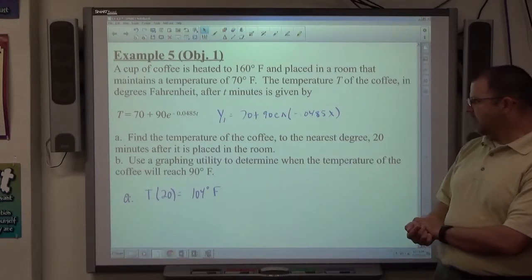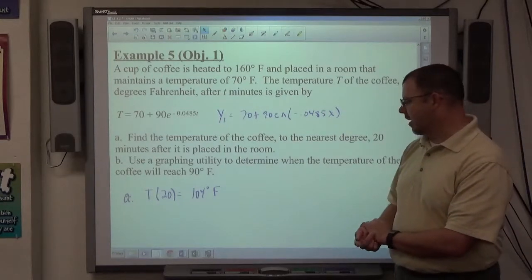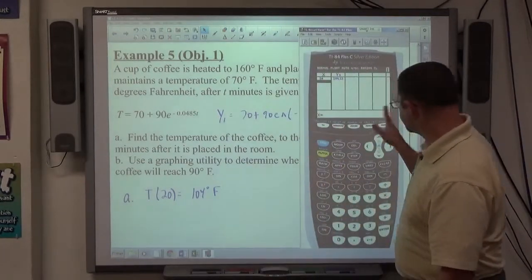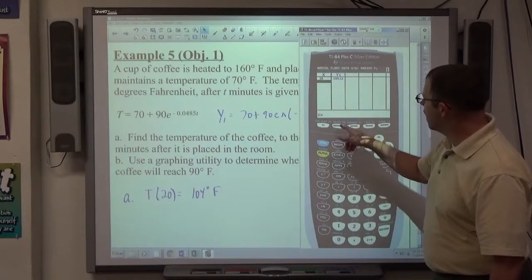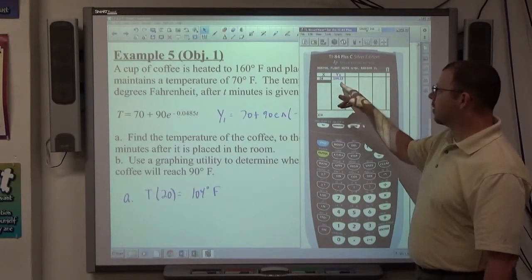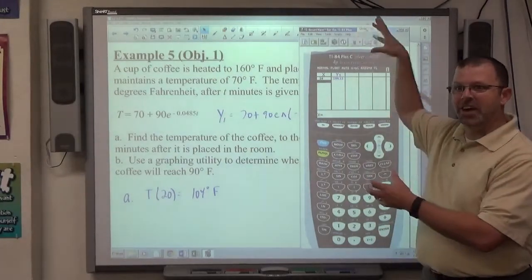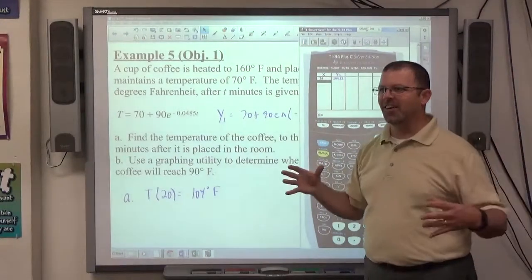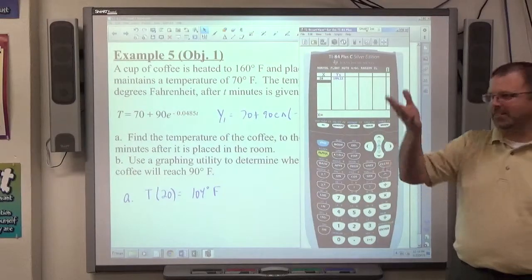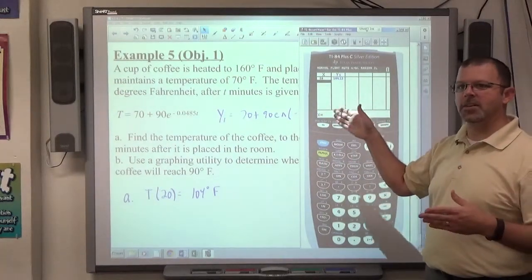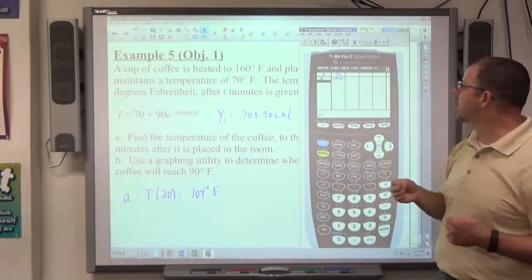And then it says use a graphing utility to determine when the temperature of the coffee will reach 90 degrees Fahrenheit. So here's how you do that. I'm going to go to my window. I already know that the temperature is 104 degrees at 20 minutes, and it's not getting hotter, right? It's not all of a sudden going to start getting hot again. The room maintains 70 degrees, so it's going to be continually cooling until it gets to 70.